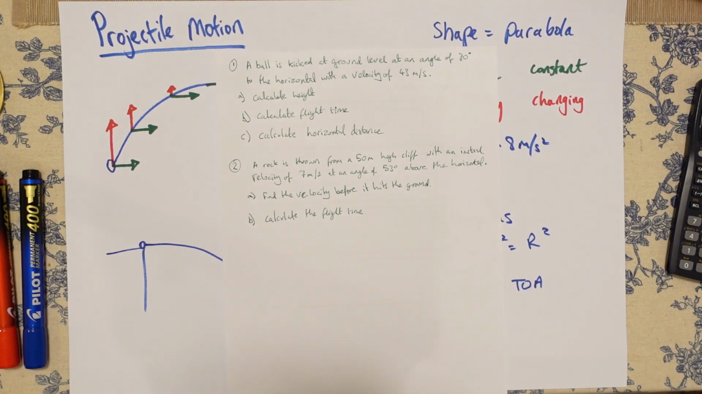Question number 1 says, a ball is kicked at ground level at an angle of 30 degrees to the horizontal with a velocity of 43 meters per second. Calculate the height, calculate the flight time, and calculate the horizontal distance. Great. Let's get a piece of paper and tackle this.